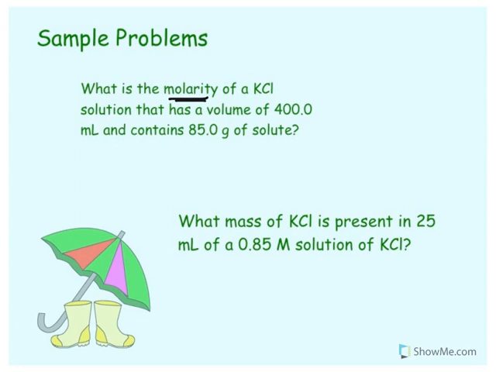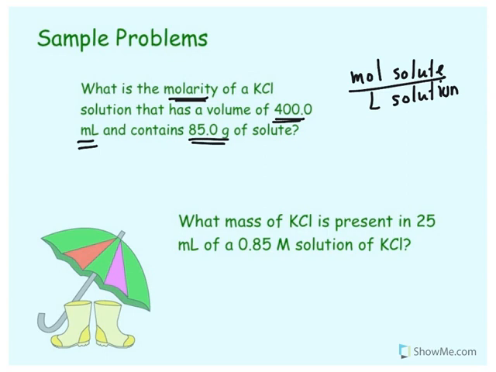Okay? And we have to remember, well, molarity is moles of solute per liter of solution. Okay, so let's look at the problem here. We have a volume of 400 milliliters, but we want liters. Oh, okay. And then 85 grams of the solute, but we want moles. All right, well, let's see what we can do with this. Since we're trying to solve for molarity, and molarity is actually a fraction, it's moles per liter, we're going to start our problem with a fraction. All right?